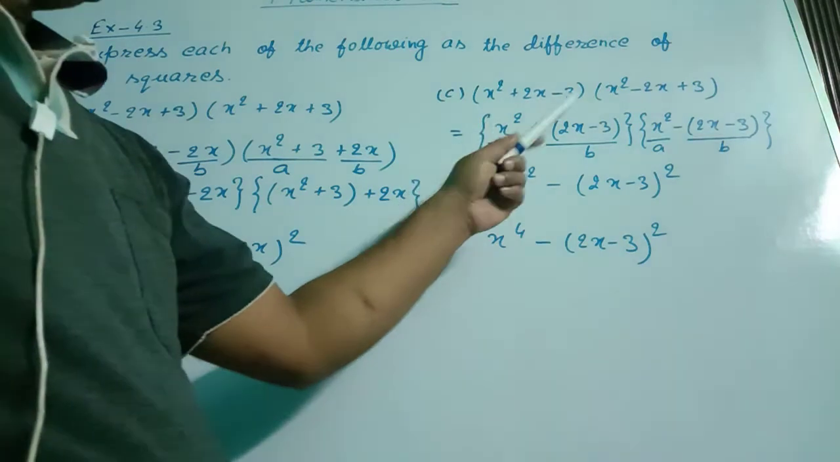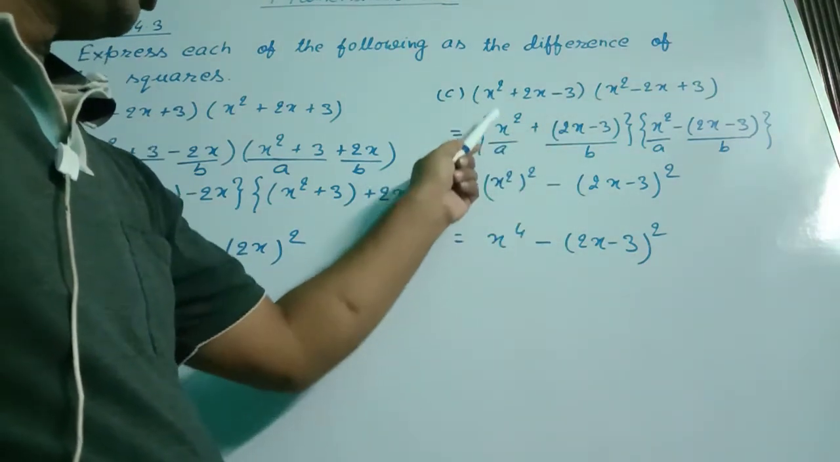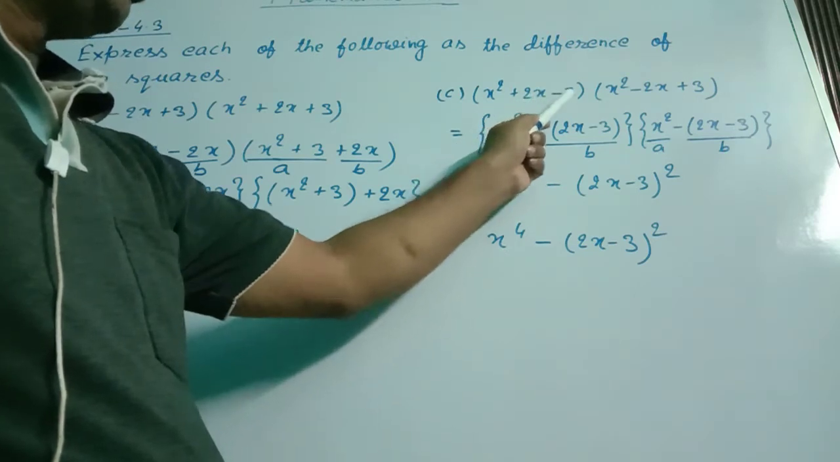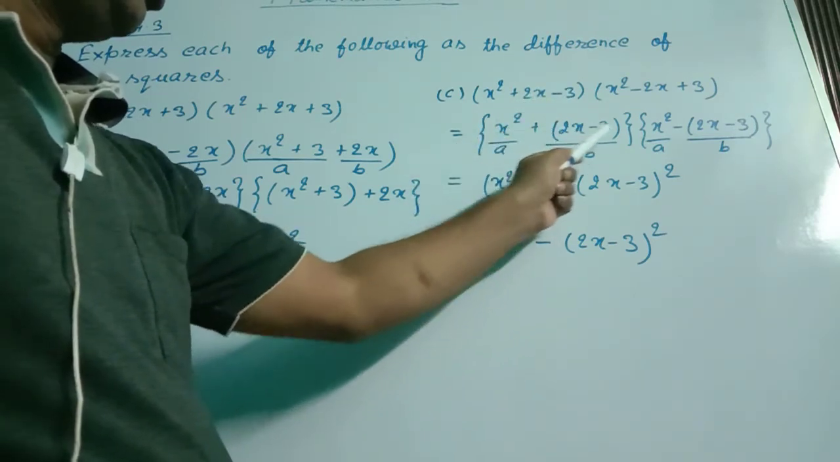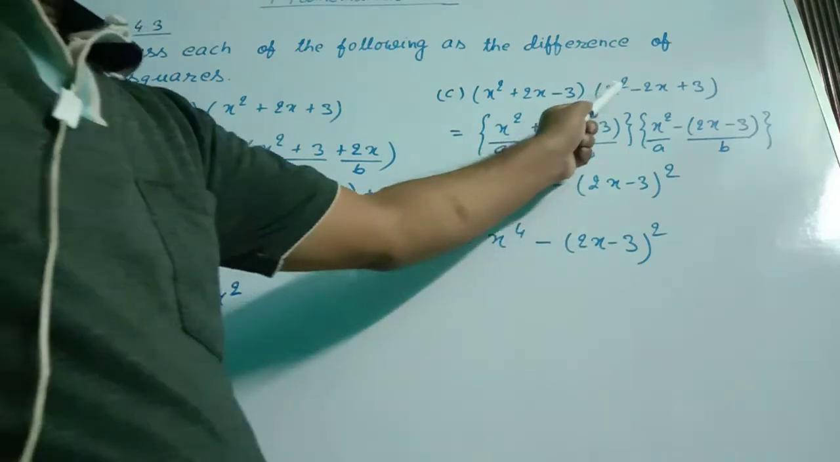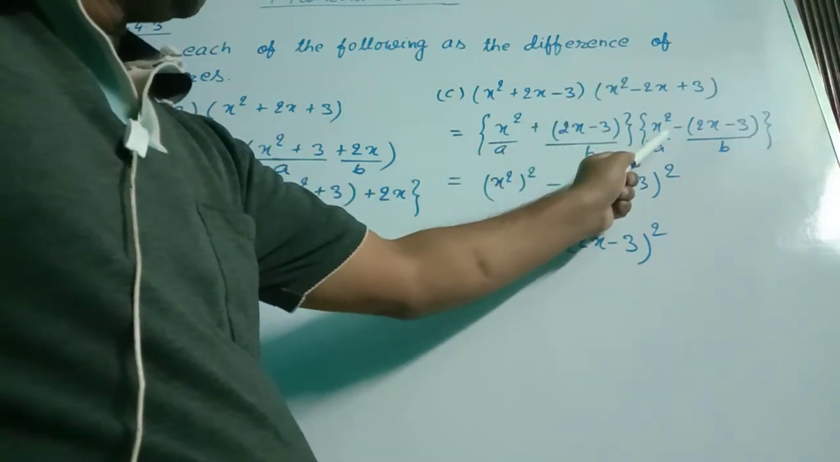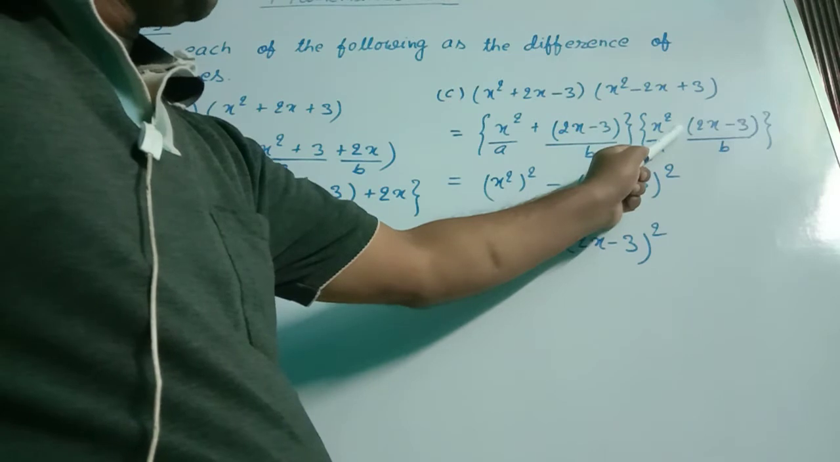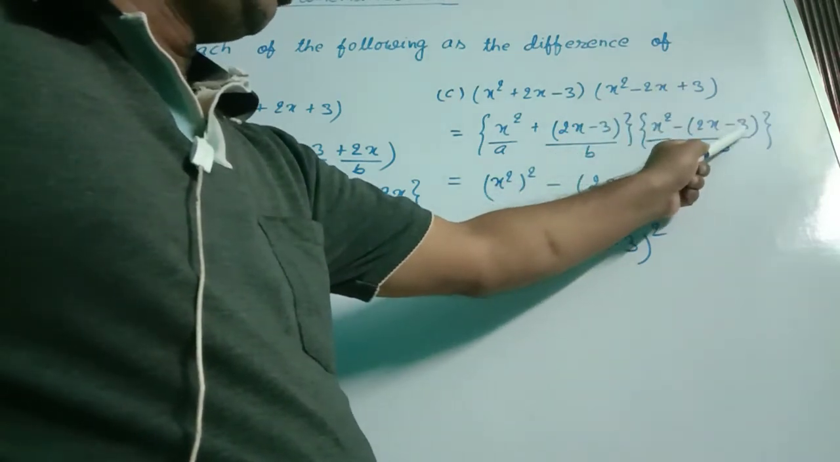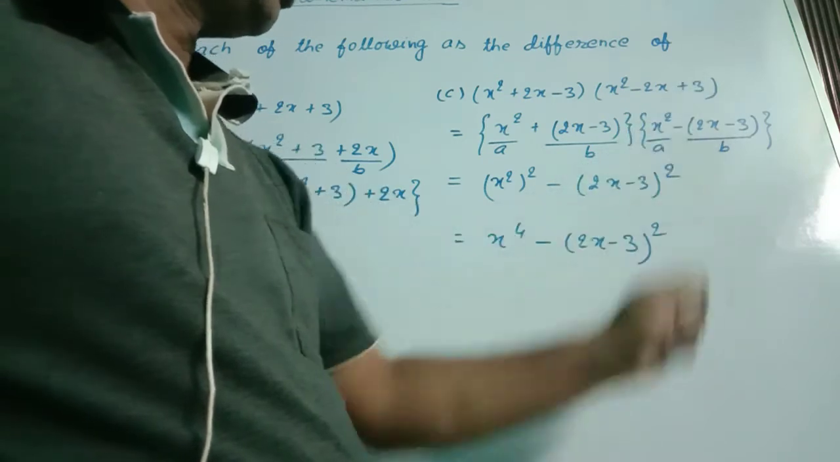Here also I have made a group, x square is written separately and 2x minus 3 is written inside the bracket. This plus came here. Here also x square is written separately, minus is taken out as common, inside the bracket 2x minus 3 will be written because minus minus plus.